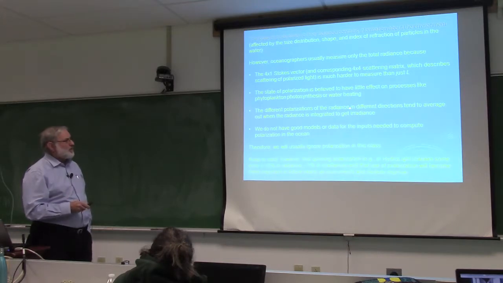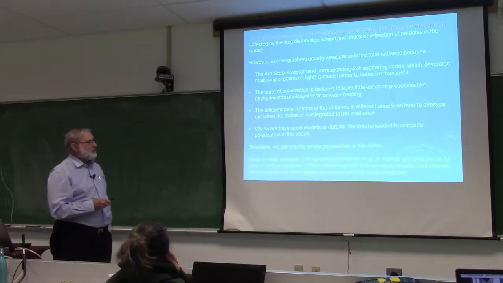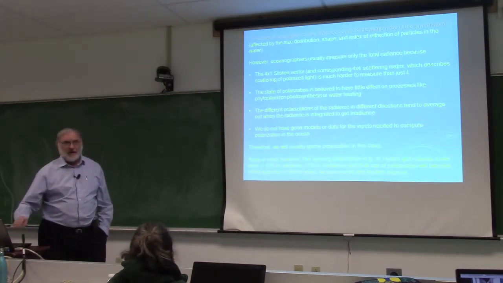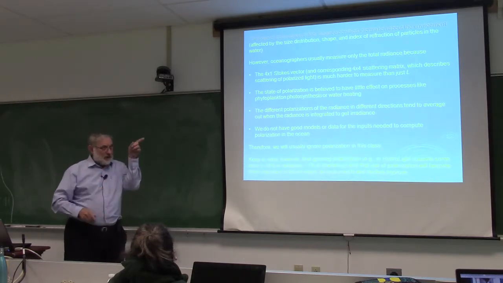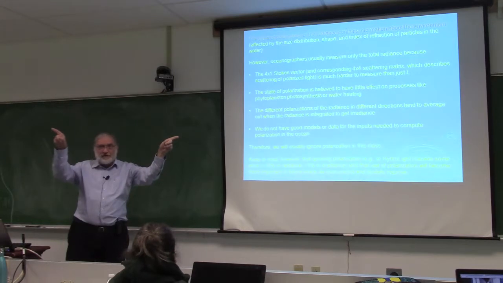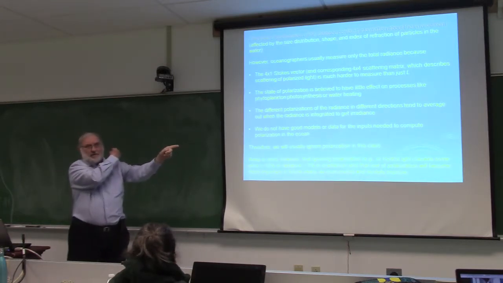Different polarizations and radiance in different directions tend to average out when you compute an irradiance. And this is what saves HydroLight. So in the real ocean, if I look in this direction, there's one state of polarization, and I look here, there's a different one. Look over here, something different.